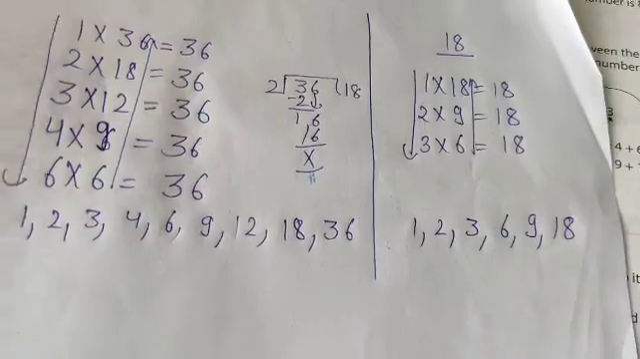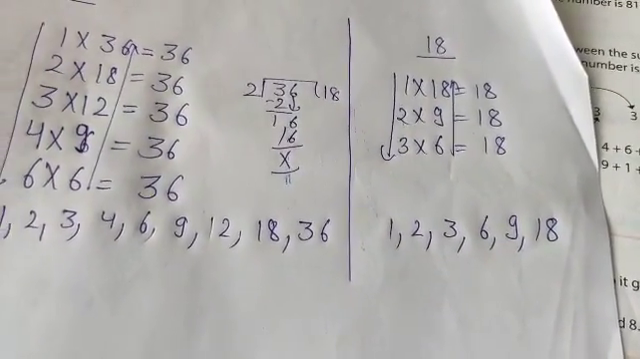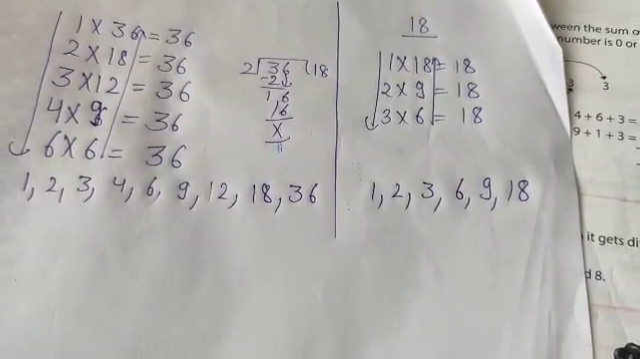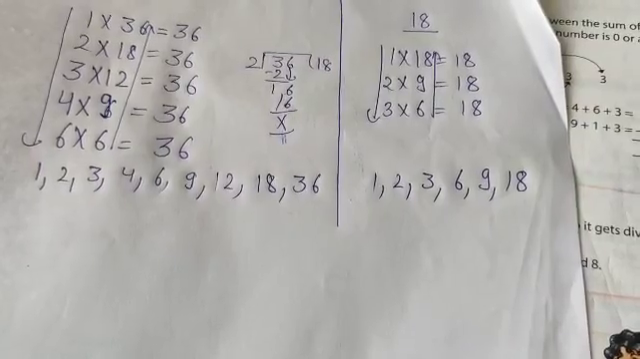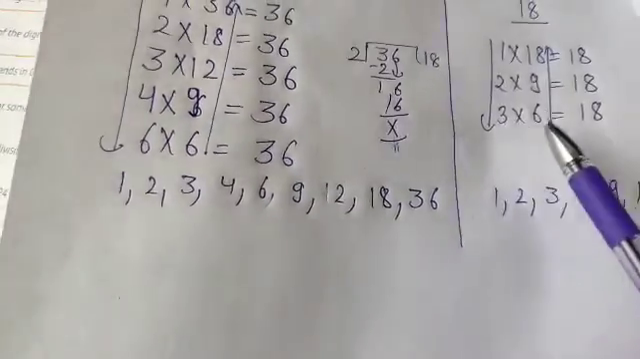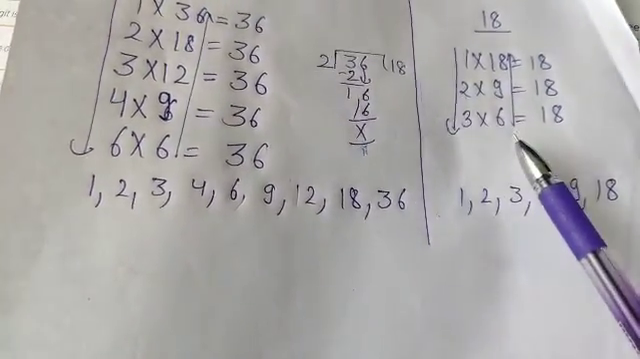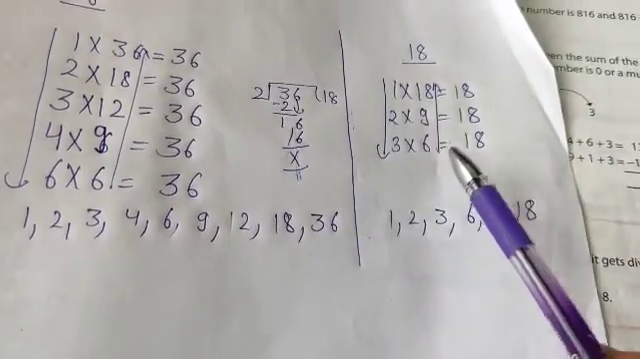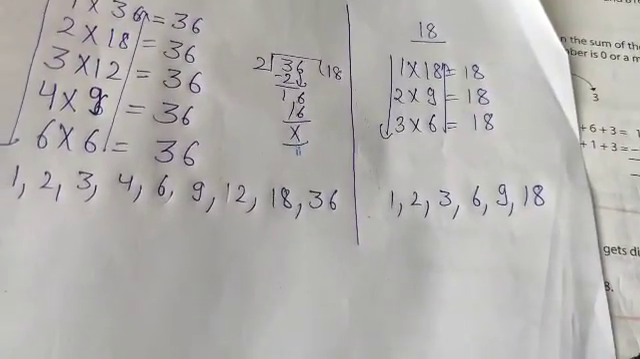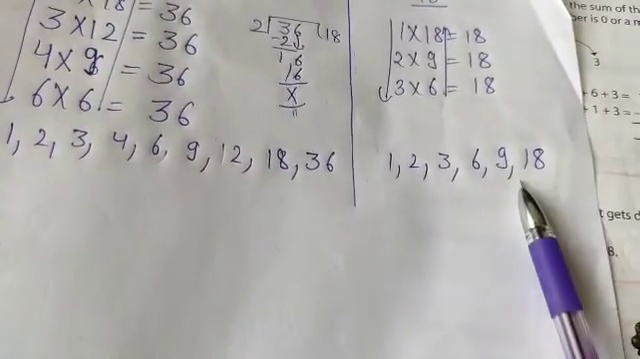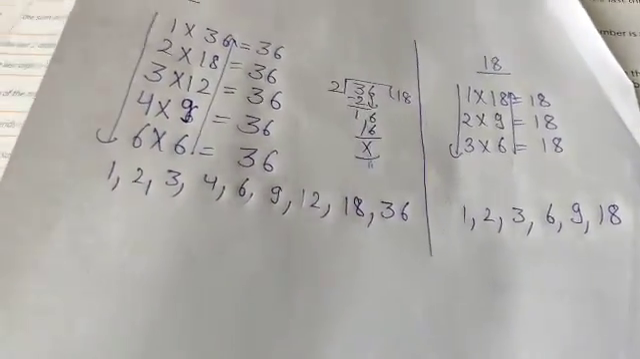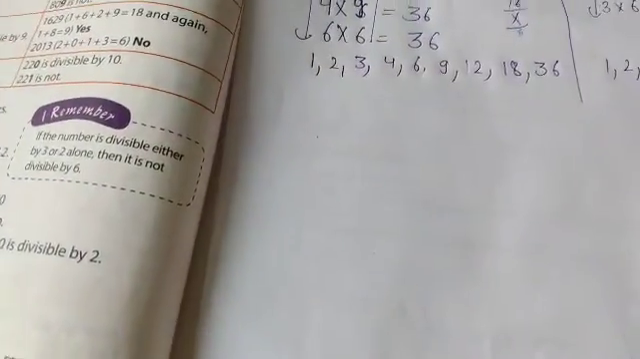Moving to 18, factors of 18. Yes, 1 18s are 18, 2 9s are 18, 3 6s are 18. 4 पर चलो, 4 पर नहीं जाता, not 5, 6 3s are 18. Same repeat हो गया. 3 6s और 6 3s. Okay, so stop here. No need to move further. Just go up to down: 1, 2, 3, 6, 9, 18. Is it clear? Smallest is the 1, largest is the number itself. Okay, sure? Very good.